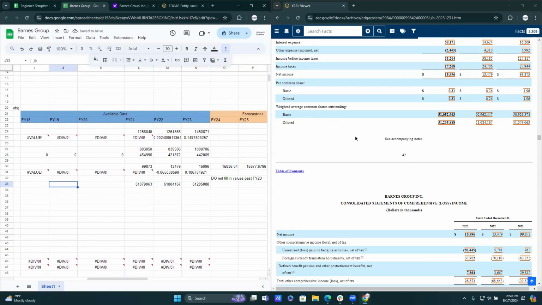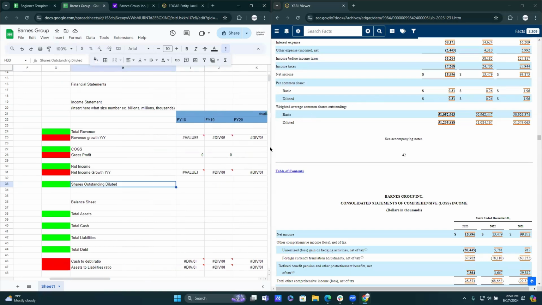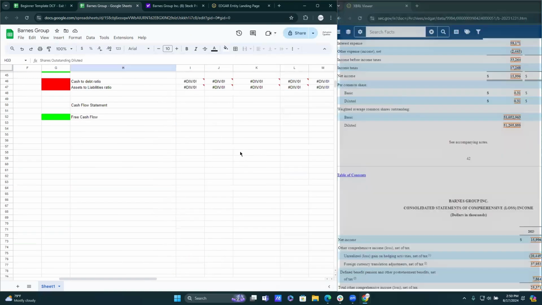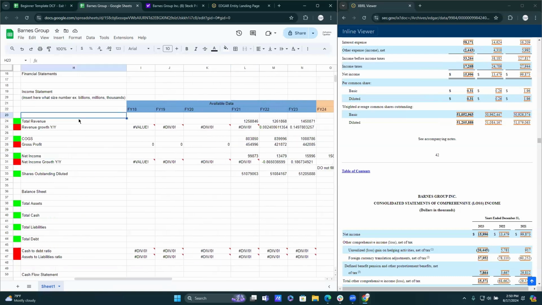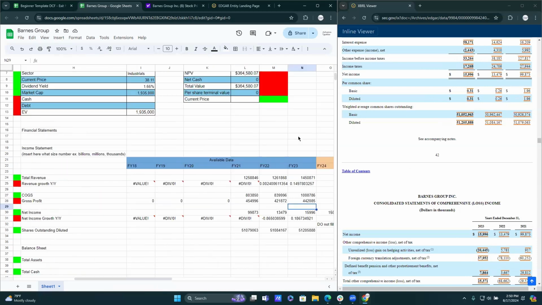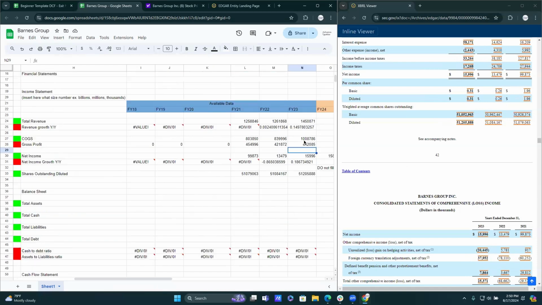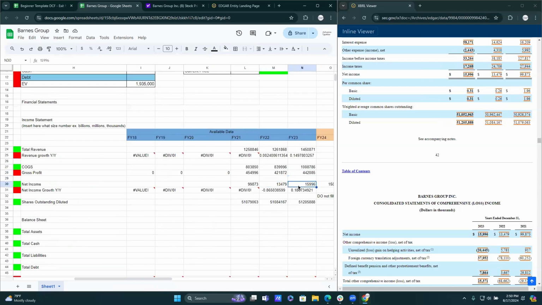So what I just did is I typed in, let me expand this, our total revenue and our cost of goods sold, and our formula got the gross profit. Total revenue minus cost of goods sold is gross profit. And then our net income as well, but you'd minus operating expenses and other taxes and interest. So then you would get your net income.